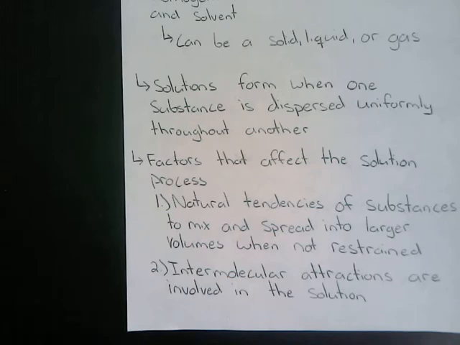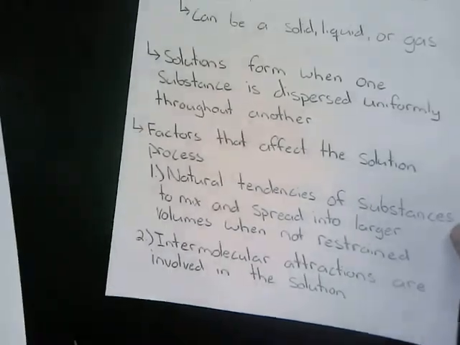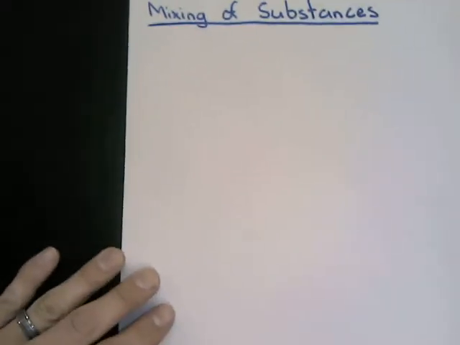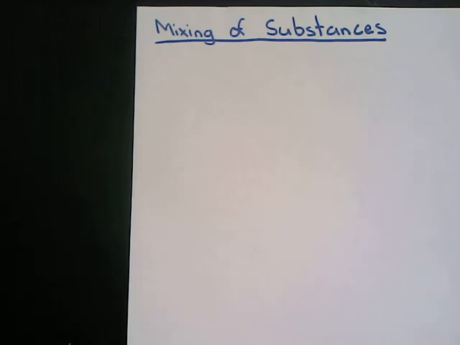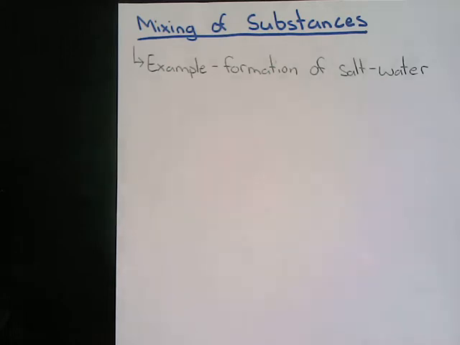As we go through this, one of the easiest ways to think about the solution process is through the process of actually making a solution. So we transition to mixing substances together. One example that is very easy to see is the interaction between solid salt and water. In front of me I have just a beaker, and I'm going to put some salt in that beaker.